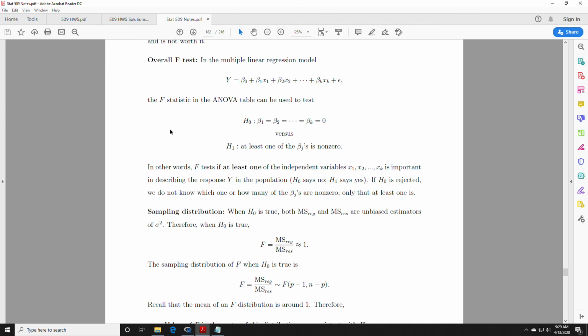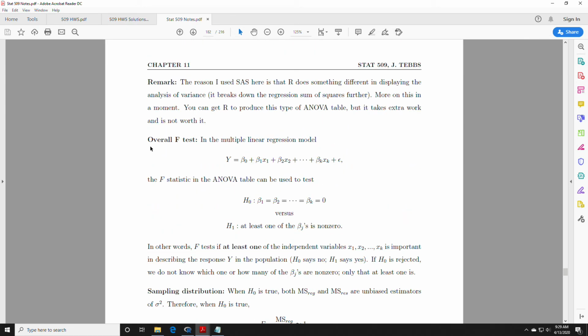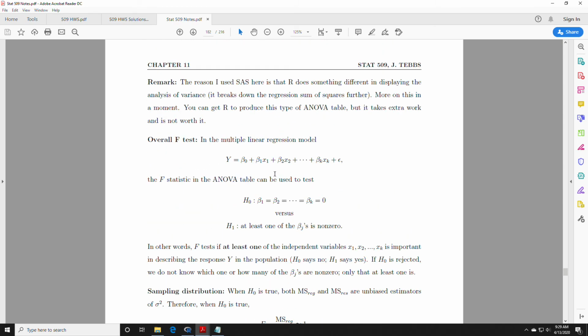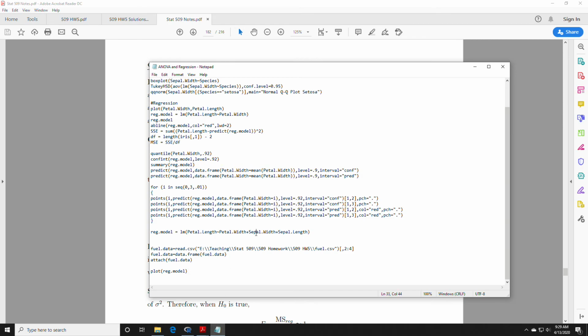So this overall F-test is very important for us. And I think we'll just see it in an example, which is a good place to go over that. I think we've talked about enough that I want to go ahead and go over an example.